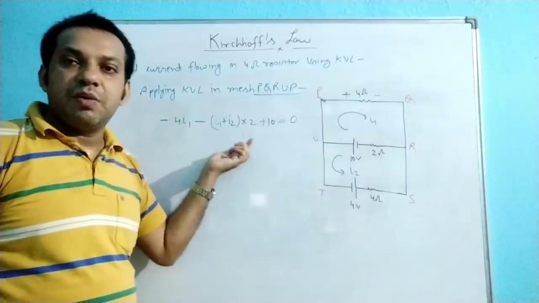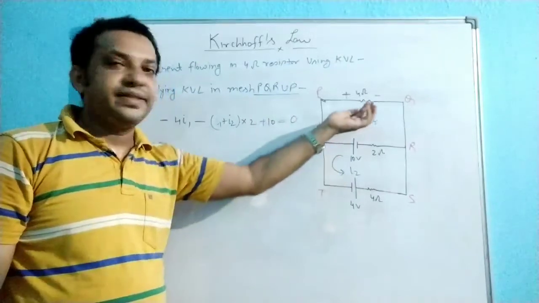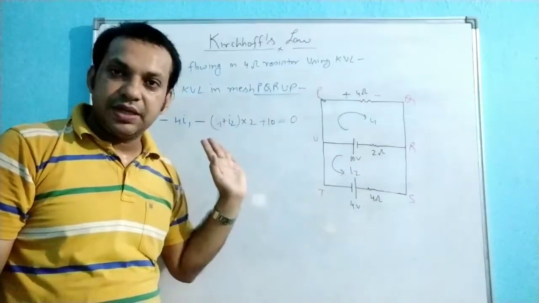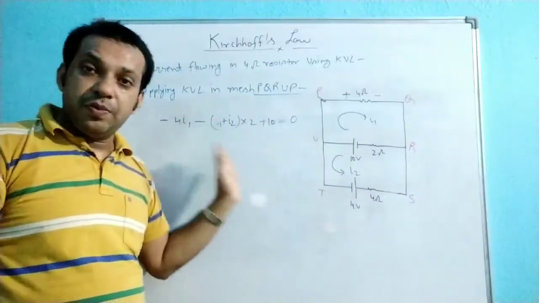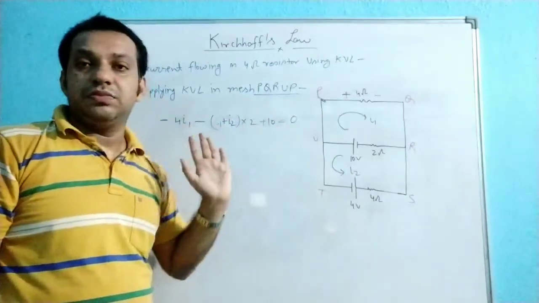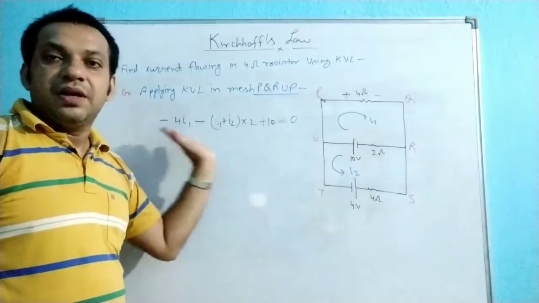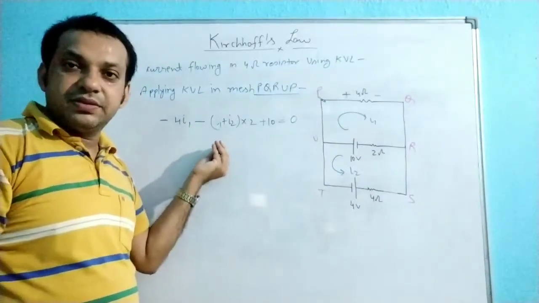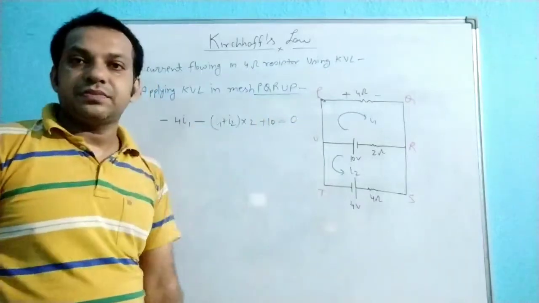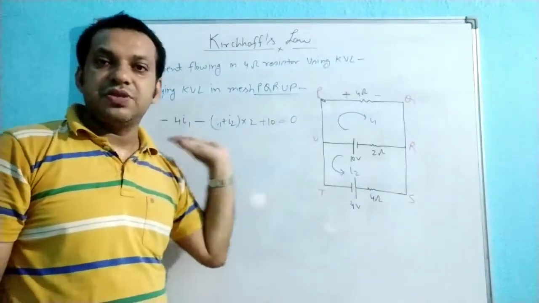Whatever the potential drop across each circuit element, whether it's the resistance or the cell, what is the potential difference in a circuit element? In a closed loop, that should be equal to 0. So you take the individual drop across each of the circuit elements, and when you add all these potential drops, you will get 0. This is your KVL. This is your statement.